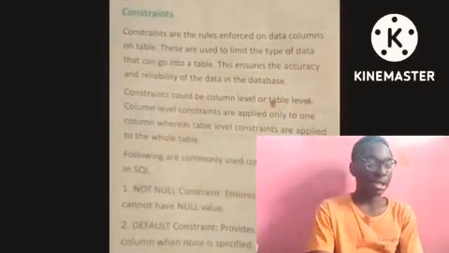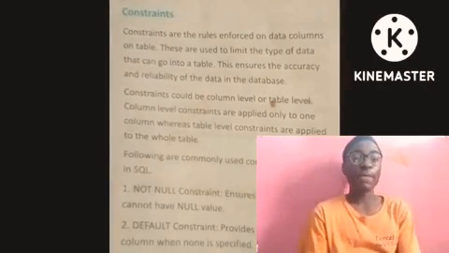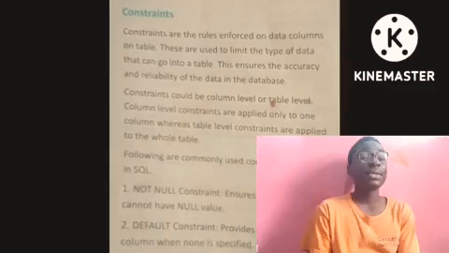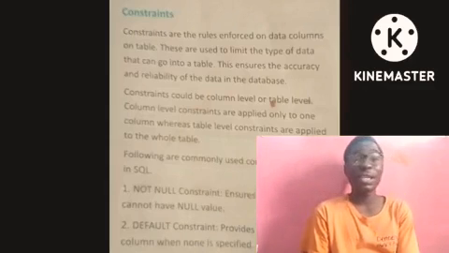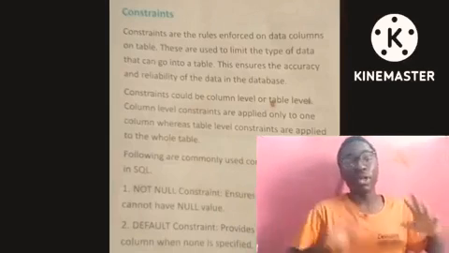Now let's talk about constraints next. A constraint is a rule enforced on data columns in a table. Constraints are used to limit the type of data that can go into a table. This ensures the accuracy and reliability of the data in the table. Basically, a constraint could be column level or table level.